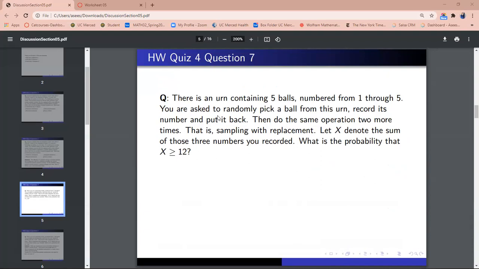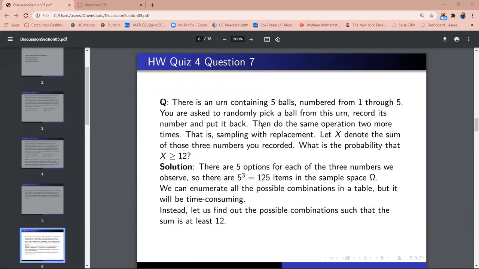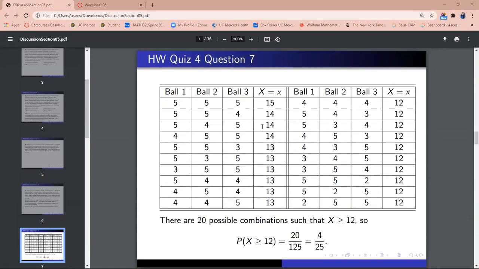How many total outcomes can we have for this problem? Anyone? Yes, thank you. 5 cubed, 125. So we should have these many observations in our sample space. Now let's make a table. So what does the table show? Now we can have 12 going till 15 as sums of 3.